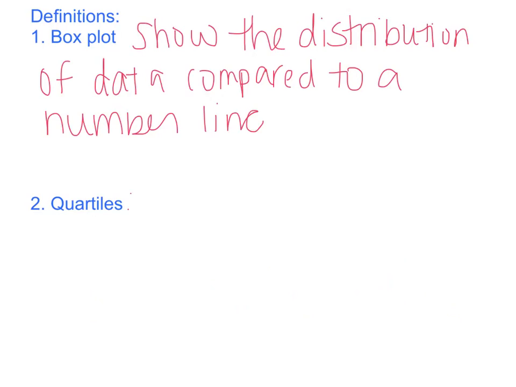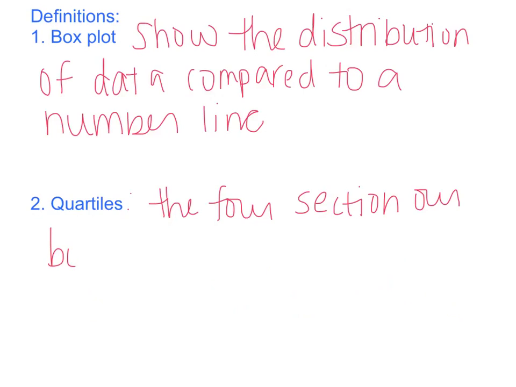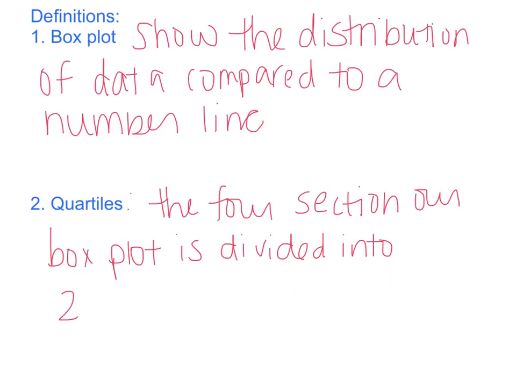The next one is going to be quartiles. It's going to be the 4 sections our box plot is divided into. And so it divides your box plot into the first 25% of data, then the 50% of data, then the 75% of data, and then the top percent of data.